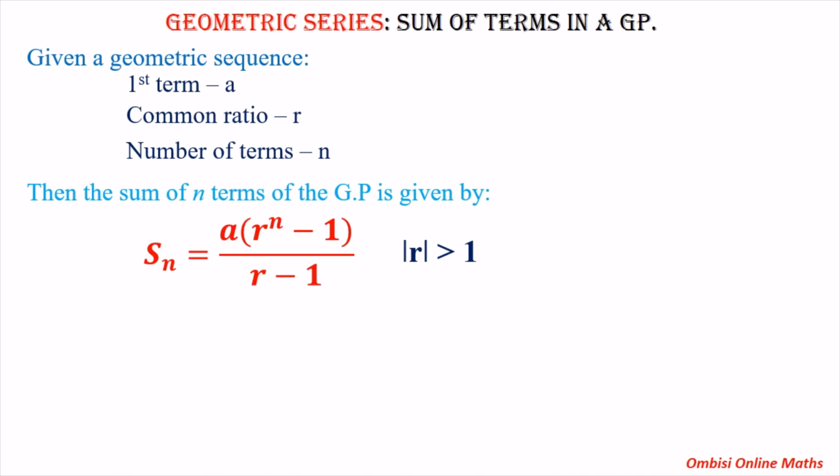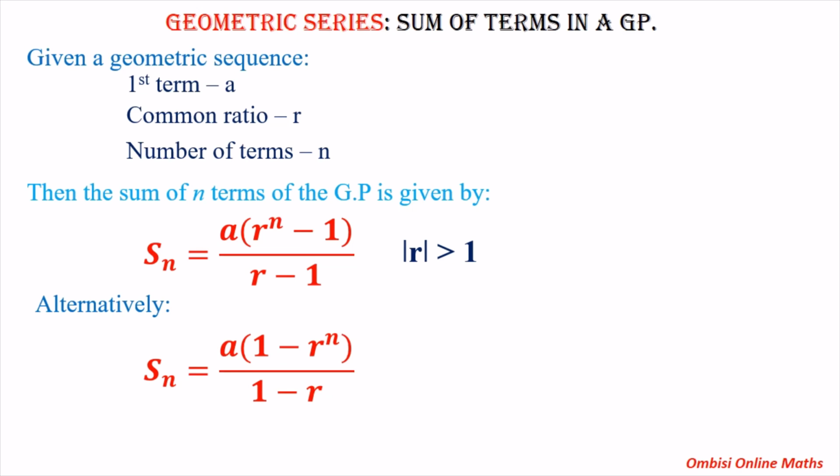Going ahead, we also have a situation whereby the value of r can be less than 1. So when the value of r is less than 1, how does the formula go? Alternatively, the sum of n terms equals a(1 - r^n) over 1 - r. And this second formula is applicable when the value of r is less than 1. When the value of r is more than 1, we use the first formula. When the value of r is less than 1, we use the second formula.